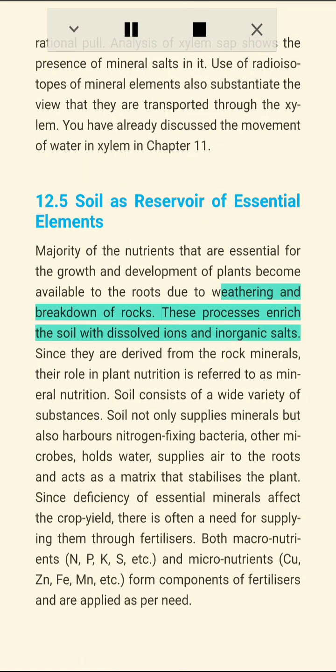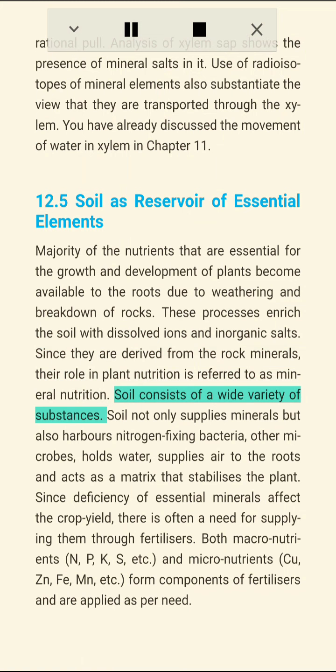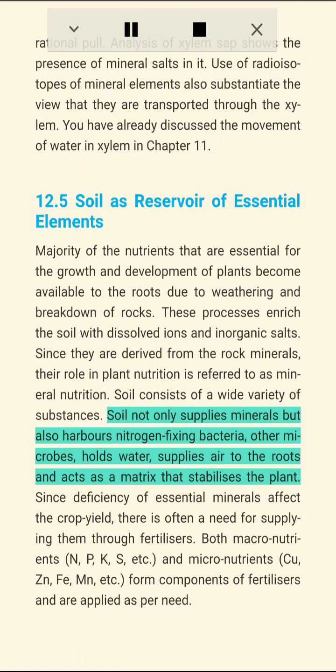12.5 Soil is reservoir of essential elements. Majority of the nutrients that are essential for the growth and development of plants become available to the roots due to weathering and breakdown of rocks. These processes enrich the soil with dissolved ions and inorganic salts. Since they are derived from the rock minerals, their role in plant nutrition is referred to as mineral nutrition. Soil consists of a wide variety of substances.